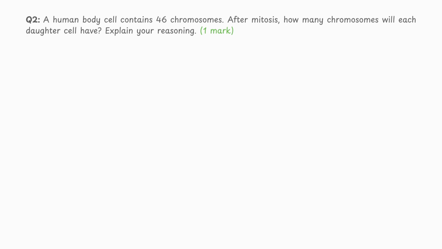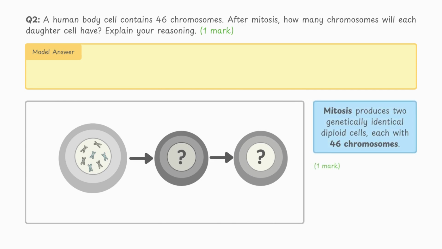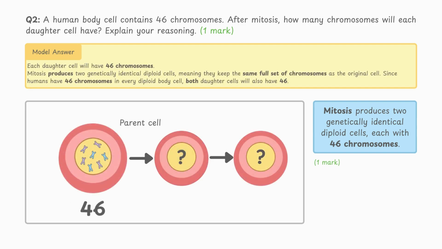A human body cell contains 46 chromosomes. After mitosis, how many chromosomes will each daughter cell have? Explain your reasoning. Let's think about what mitosis does. Mitosis produces 2 genetically identical cells. That means each new cell must have the same number of chromosomes as the original cell. So if the parent cell has 46 chromosomes, each daughter cell will also have 46 chromosomes. This is because mitosis copies the DNA and then divides it equally. So the key idea is simple. Same number in, same number out. 46 stays 46.